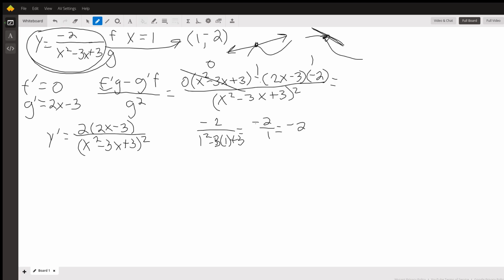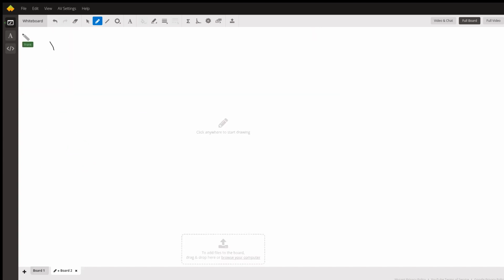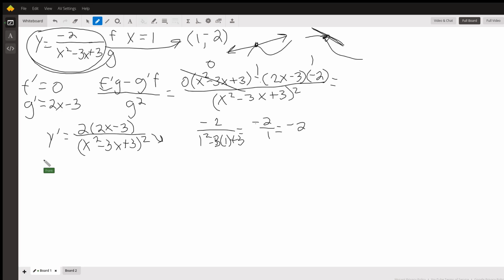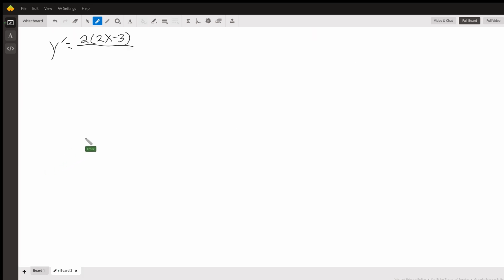Now I'll plug in x equal 1 into the derivative to find the slope. I guess I'll have to do that on another tab. And let me see, y prime equals 2 times 2x minus 3, divided by x squared minus 3x plus 3, squared. I'm just writing the equation down so I can deal with it. And I'm plugging x equals 1 into that derivative to find the slope.